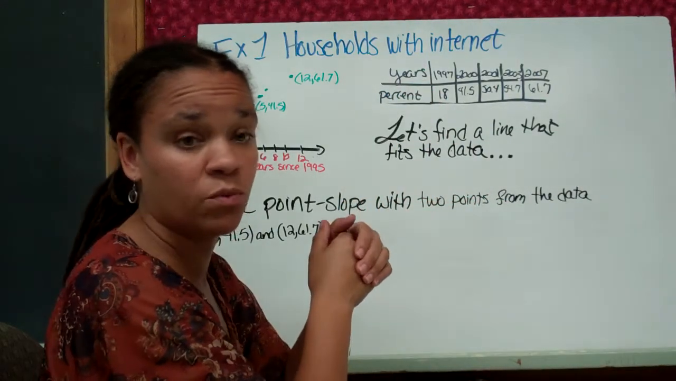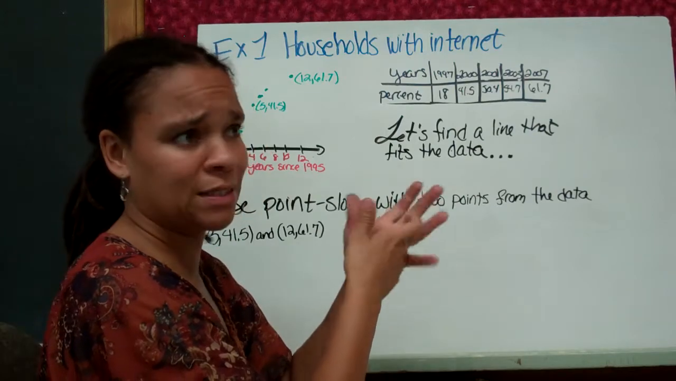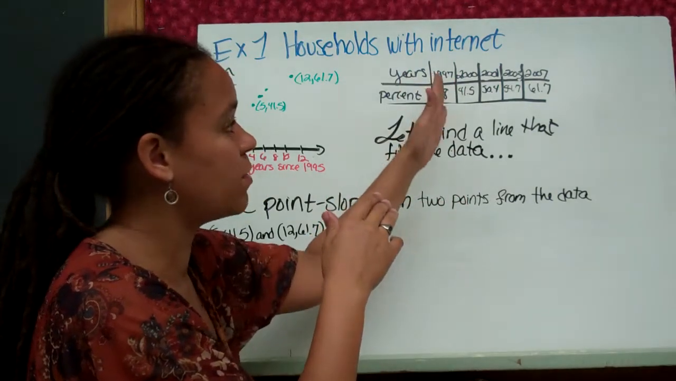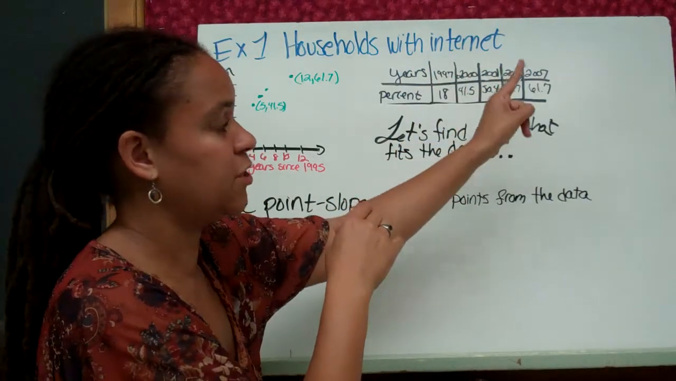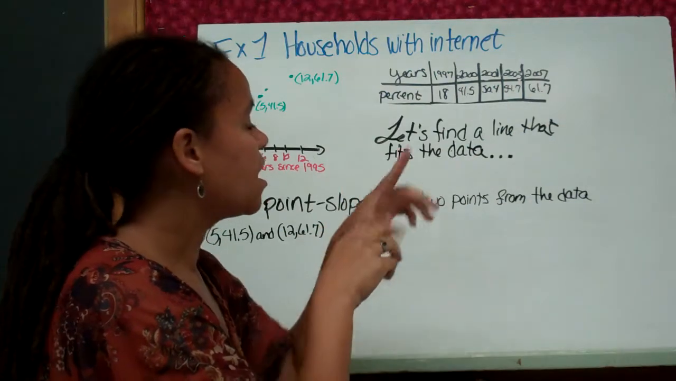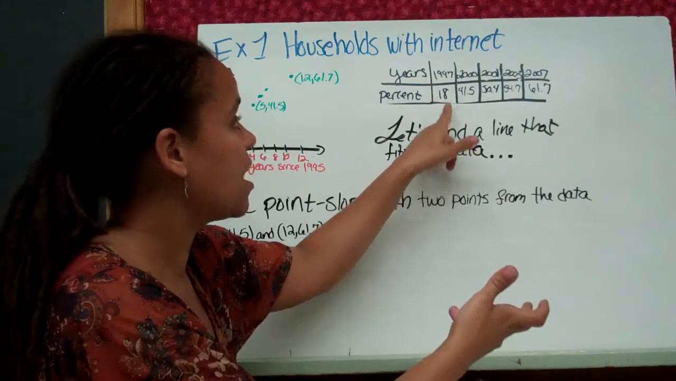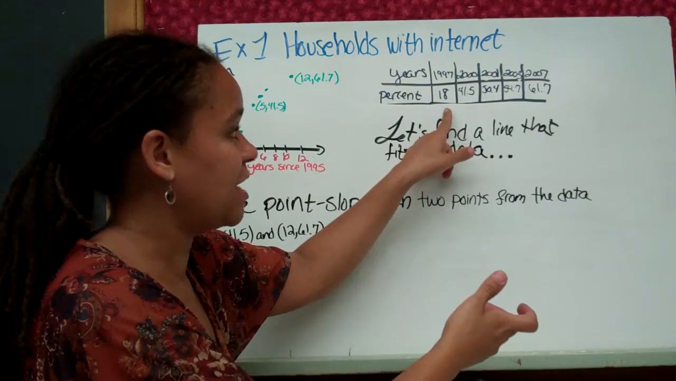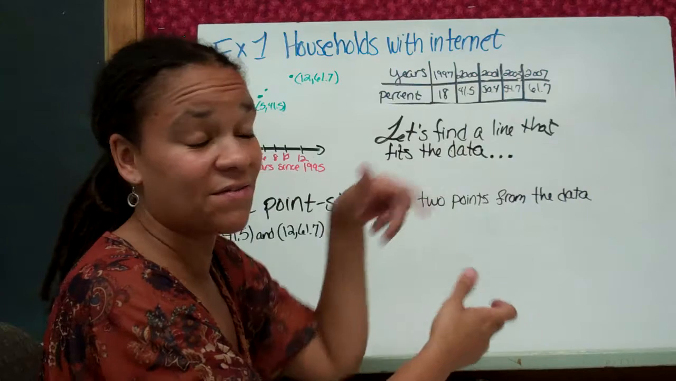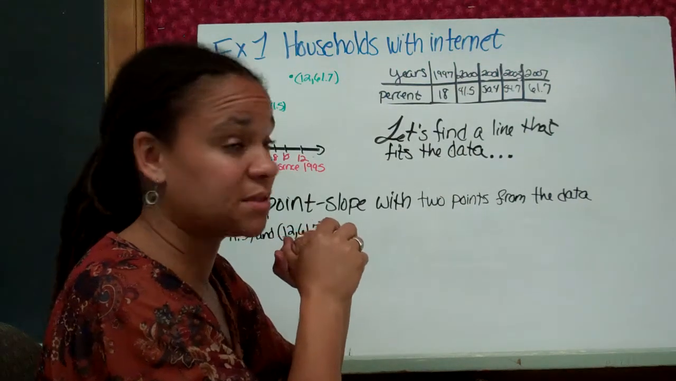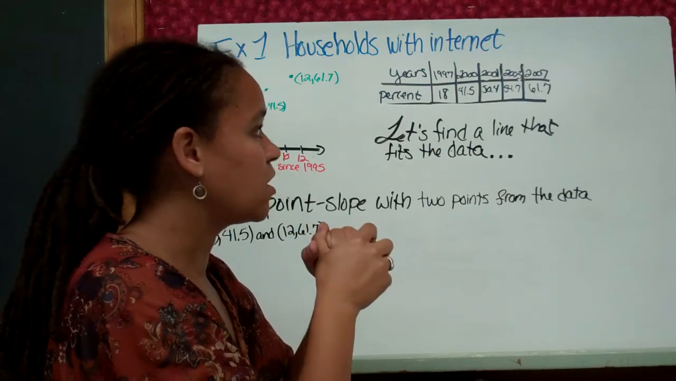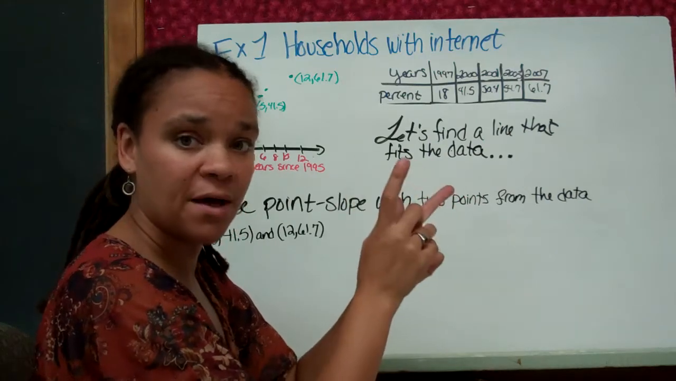Sometimes they may not measure one year. They only do it during the census, or it doesn't always have to be every 3 years like usually they are in linear equations. And this is the percent of households. So 18% of households had internet in 1997, whereas in 2007, 61.7% of households had internet. So who knows what it is now? But that's a good question.